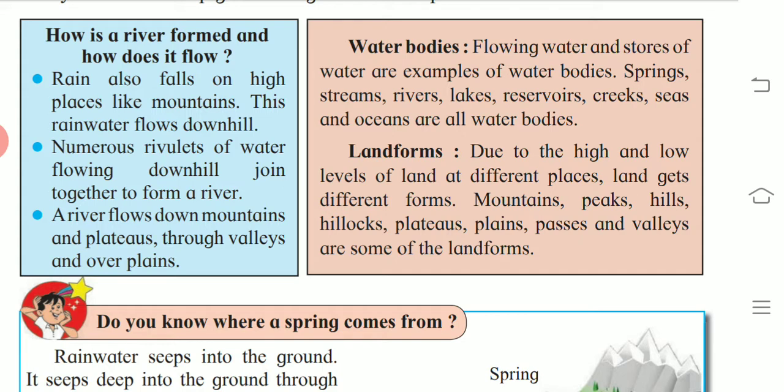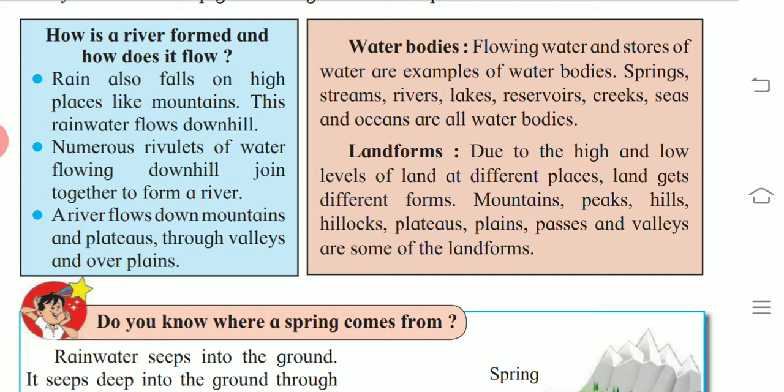Look at the blue box. How is a river formed and how does it flow? Rain also falls on high places like mountains. This rainwater flows downhill. Numerous rivulets of water flowing downhill join together to form a river. A river flows down mountains and plateaus through valleys and over plains.